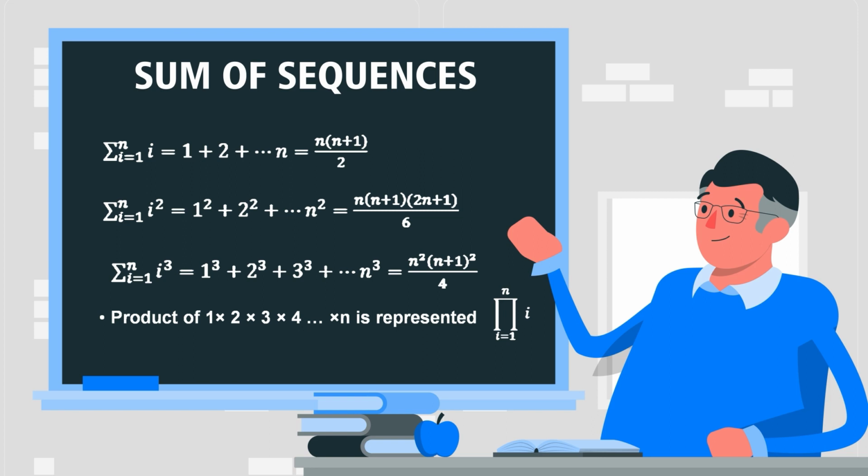The third thing which we would like to discuss about sequences is how we represent products. If there is a product of 1 into 2 into 3 into 4, basically up to n, it is represented as pi from i equals 1 to n of i. This is a very important representation which we use when we are doing the sum of sequences.